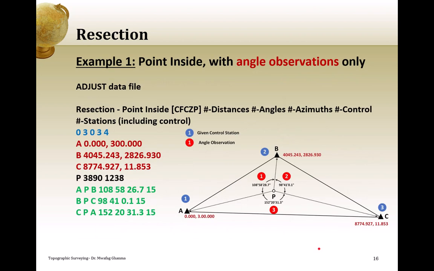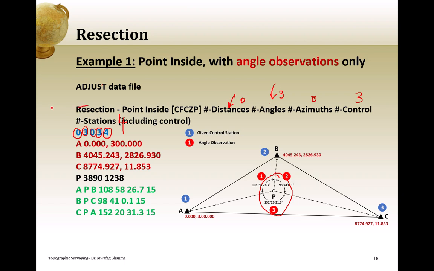So now, how do we do it using least squares adjustment? Least squares adjustment is done as usual in the ADJUST program. We have the number of distances. We don't have any distances, so 0 distances. Number of angles, we measured only 3 central angles. Number of azimuths is 0. We did not measure any azimuths, no distances, and 3 angles. Number of control stations, we have 3, and the total number of stations is 4, including the control points.